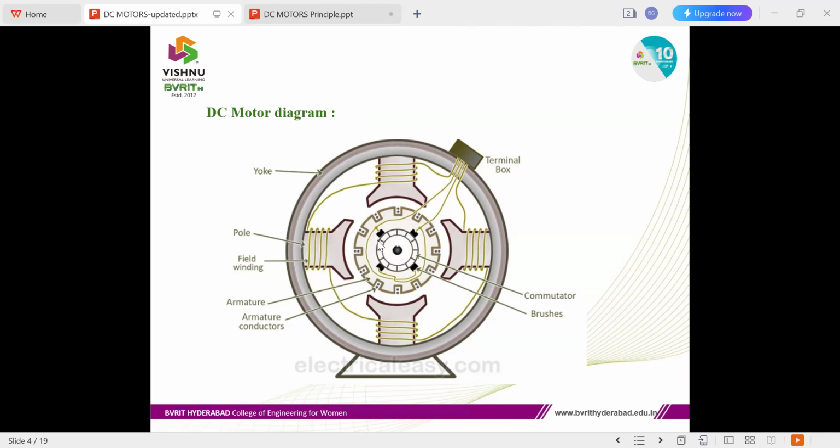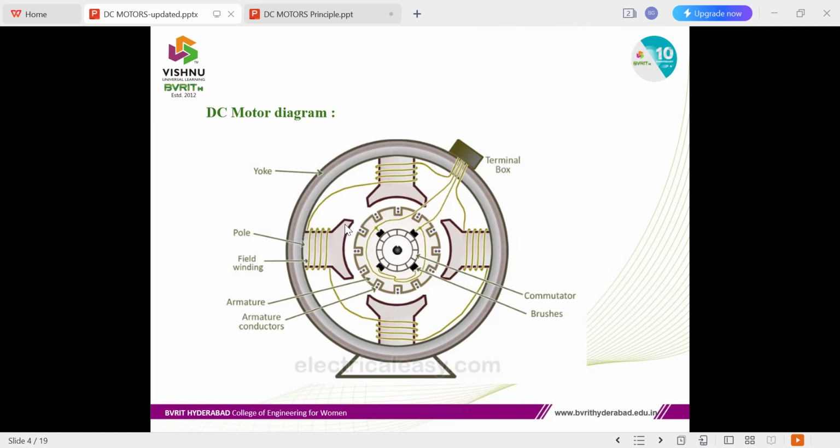Then we have the rotor, which is cylindrical and rotating in nature. And over that, the armature core. In the armature core, armature winding is there. Then the commutator in the DC motor and the brushes. And the terminal box. So what is the yoke? The yoke is the outer frame of the DC machine, which is made up of magnetic materials like cast iron, cast steel, and silicon steel. And it provides mechanical support to the poles and protects the machine from any environmental disturbances.